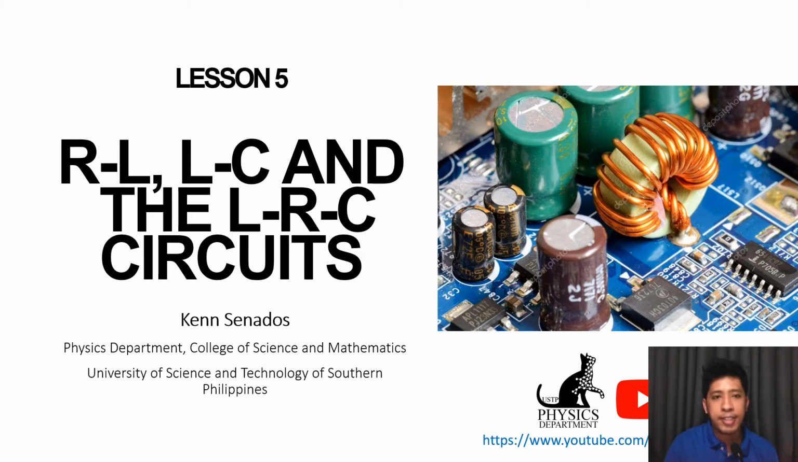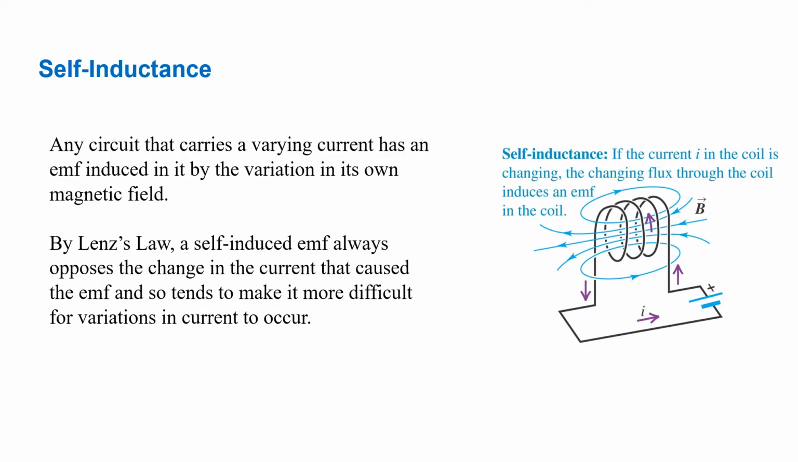Hi, this is lesson 5 in our course Electromagnetism, and in this lesson, we're going to discuss the RL, LC, and the LRC circuit. On to our discussion on the different kinds of circuits, let's first discuss self-inductance, or simply the inductance.